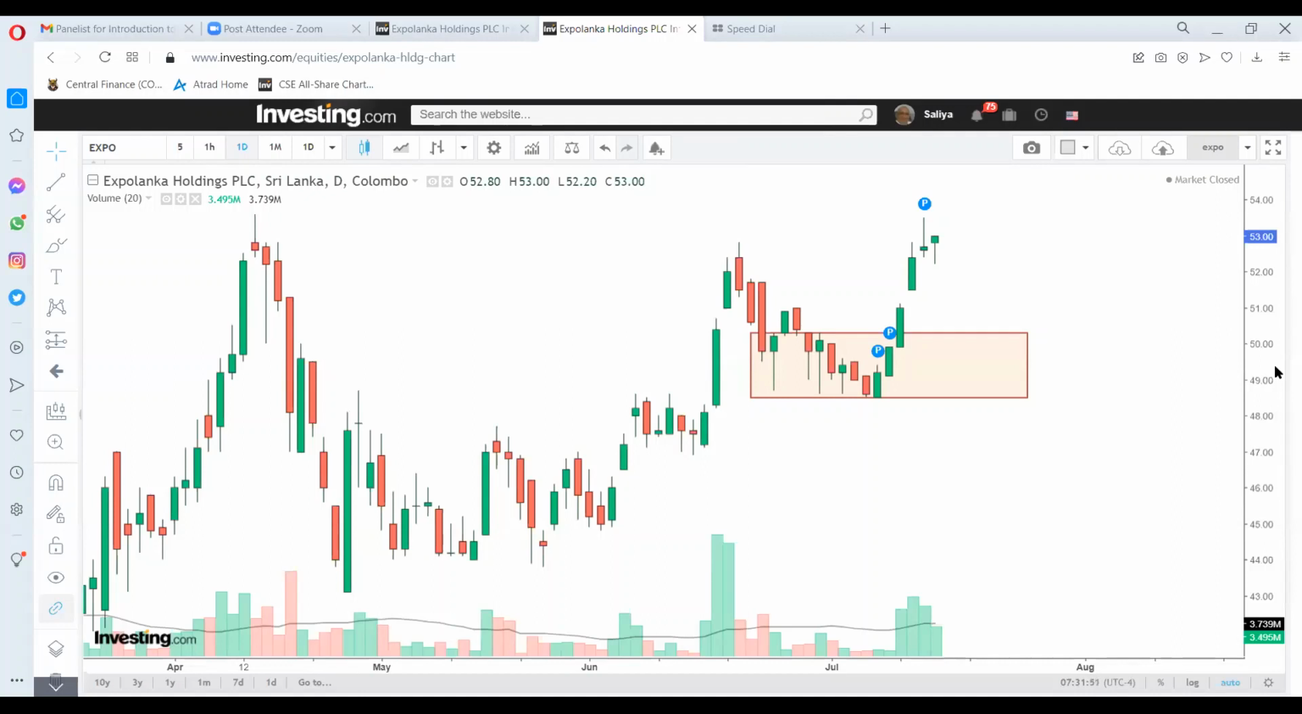So for it to go up beyond that, what will happen to the volume behavior? Will it be below 3.739 million? Just like yesterday, today the volume is below. Yesterday and the last 3 days, we can see the volumes were higher than the average. Today, the volume is lower than the average.